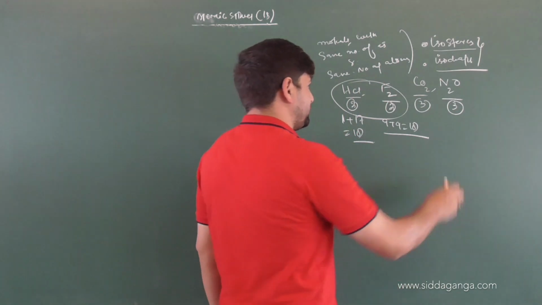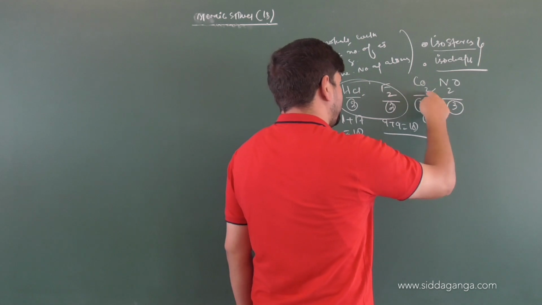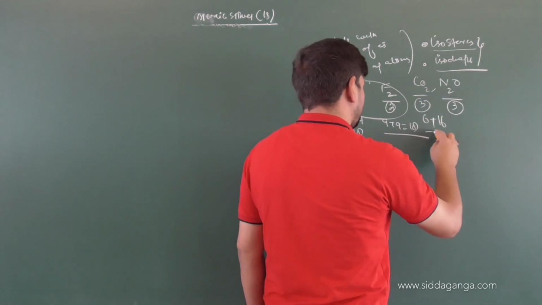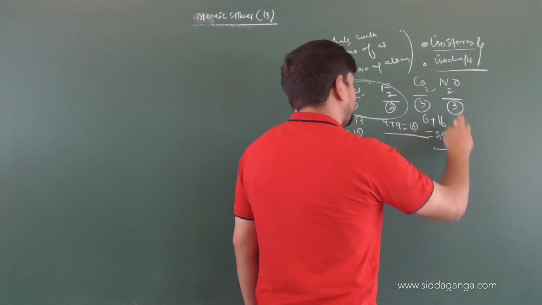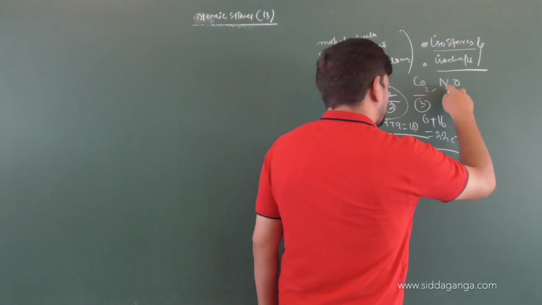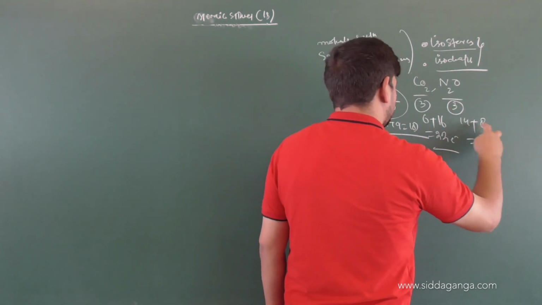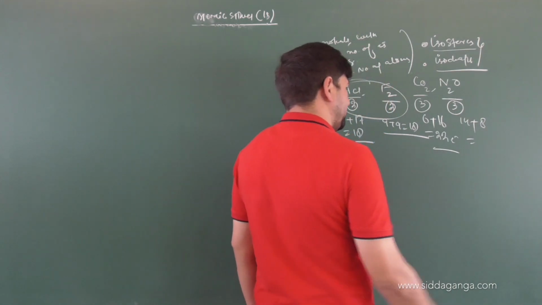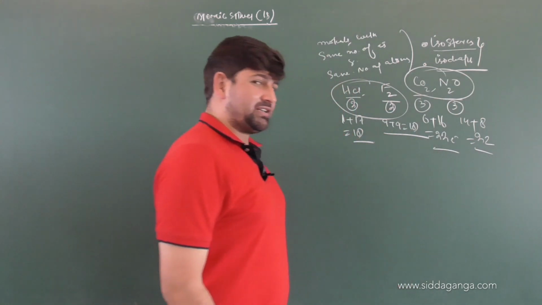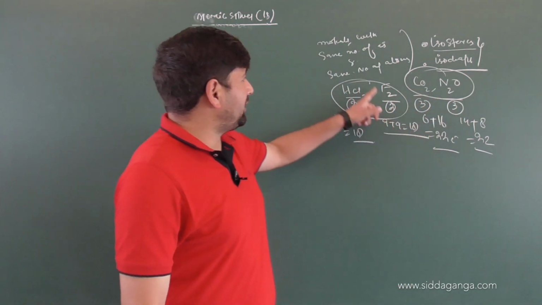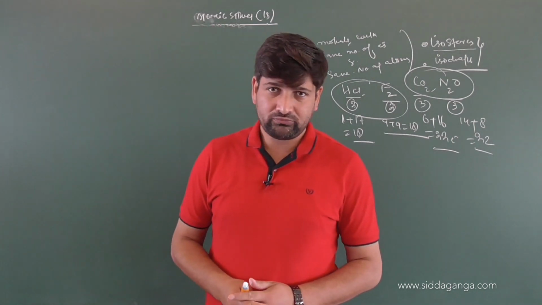Let us see the number of electrons. Carbon has 6 electrons. Each oxygen has 8. There are 2 oxygens, that makes it 16. 16 plus 6 makes it 22 electrons. Let us look at the nitrogen. 2 nitrogens will be 14 plus 1 oxygen will be 8. So 14 plus 6 equals 20 plus 2, 22. So definitely this also is a chemical species. These two also fall in the category of what? Isospheres.